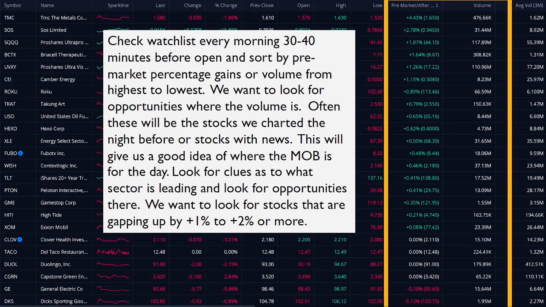We want to check our watch list every morning, 30 to 40 minutes before open. What I do, I'm in my Webull here for anyone asking, is sort by pre-market gains. I'm in the pre-market looking at what stocks on my watch list for small accounts are getting volume and some attention. I can sort by pre-market gains or by volume. We want to see what's getting attention, where the mob is for the day, the majority of buyers. This will give us clues as to what sector is leading, and we can look for opportunities there. Ideally, we want to look for stocks that are gapping up 1% to 2%. We also want to check the stocks that we charted the night before to see if they're getting any kind of movement in pre-market.